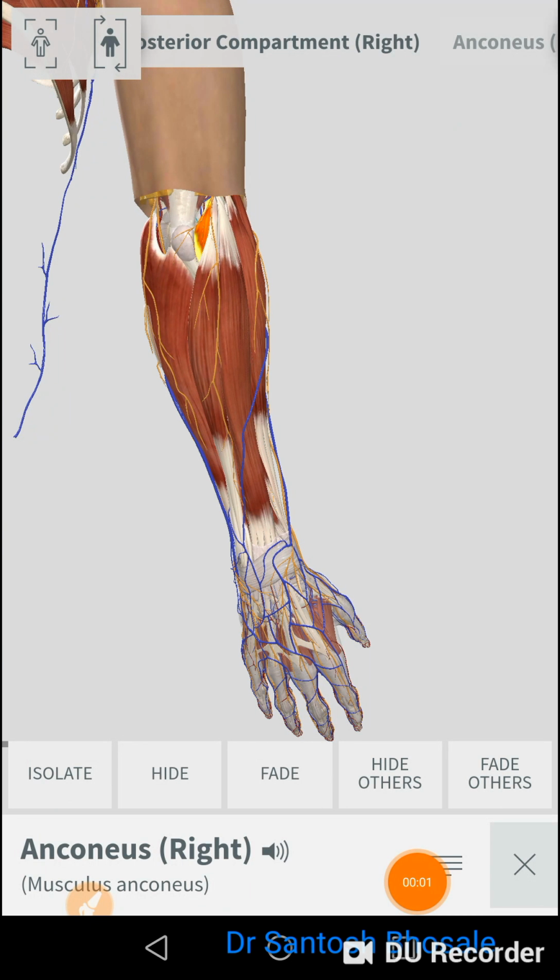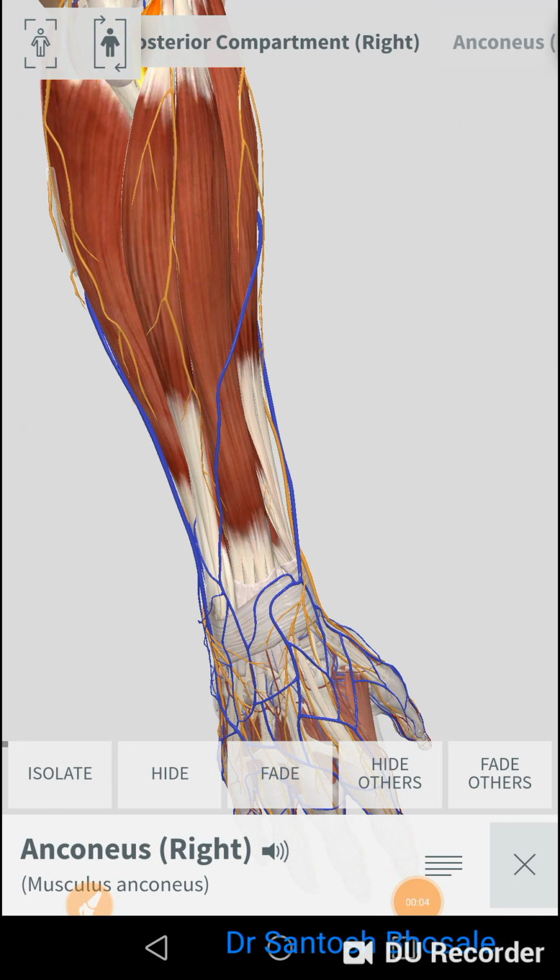Now coming to the deep group of the extensor compartment of forearm, there are 5 muscles in the deep group. The deep muscles of the back of forearm do not cross the elbow joint. All of them arise from radius and ulna and interosseous membrane, and all of them are supplied by posterior interosseous nerve running between the superficial and deep group of muscles.